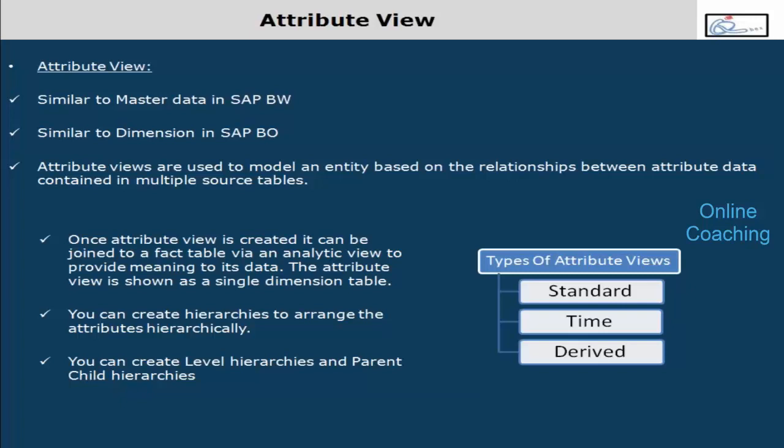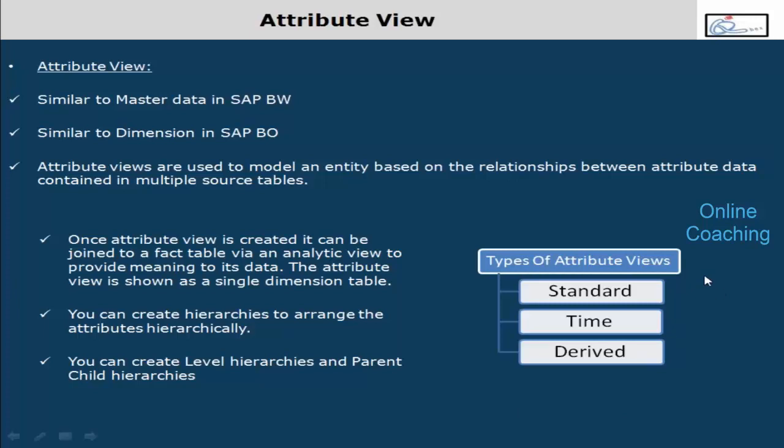The next point here is once an attribute view is created, we can use it to join in an analytical view. Can I use one attribute view in n number of analytical views? Yes. An attribute view will be used as a dimension in your analytical view. Now, can we create hierarchies in attribute views? Yes. We can create hierarchies in attribute views, and these hierarchy types could be either level based or parent-child based hierarchies.